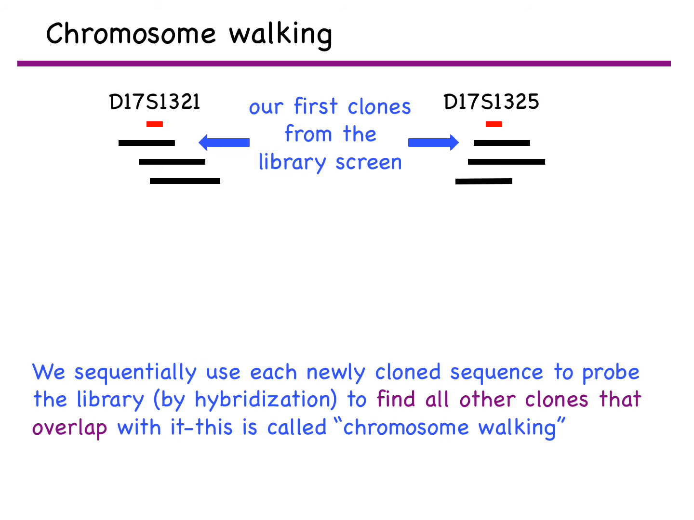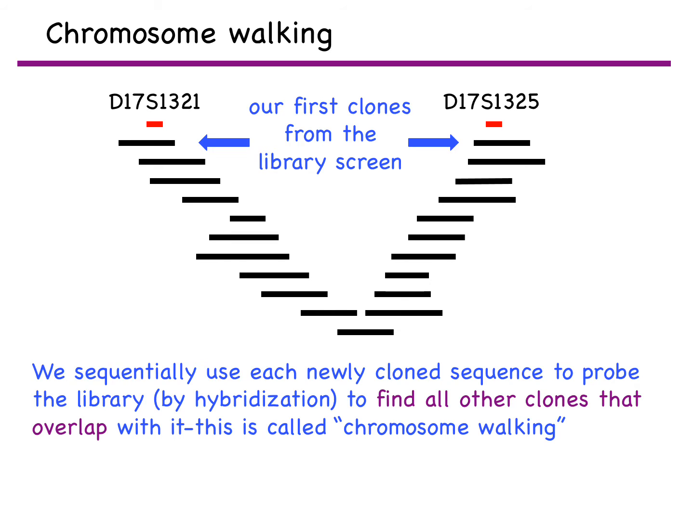And then with the other library clone that you pulled out, you find some additional sequences that overlap with it. And you just keep going. Each time you pull out a clone from the library, you rescreen the library, the goal being to find additional clones that overlap with it. And you just keep going with this process until eventually you find clones that meet with one another.